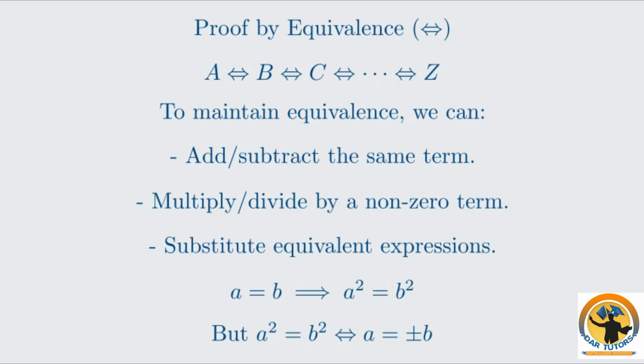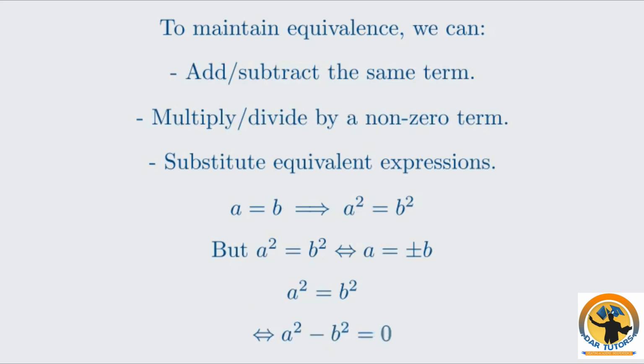If we square both sides, we get a squared equals b squared. This is not an equivalence, because a squared equals b squared implies that a equals b, or a equals negative b. We have introduced an extraneous solution. To solve an equation like a squared equals b squared while maintaining equivalence, we must use a different method.